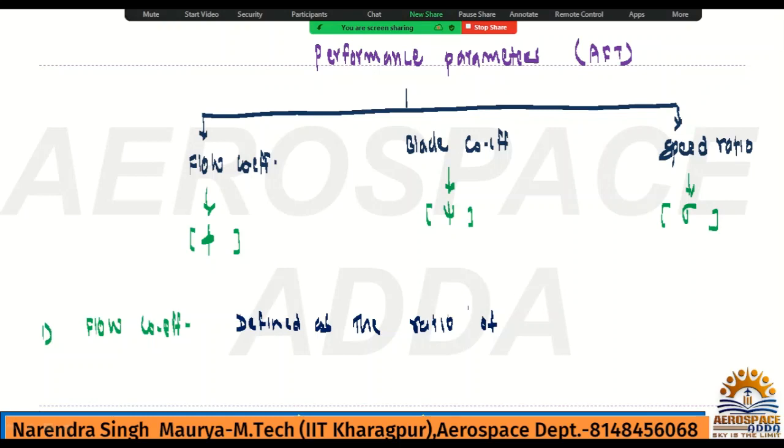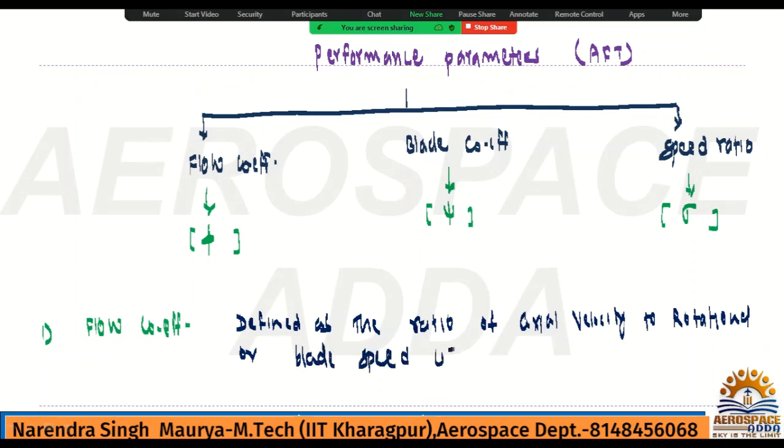Axial velocity. Ratio of axial velocity to rotational or blade speed. What is the blade speed? U. What is the axial velocity? It is CA. So what is the phi? Phi is nothing but CA by U.